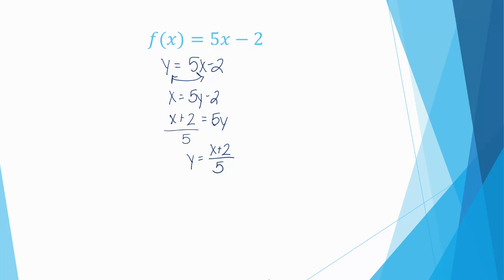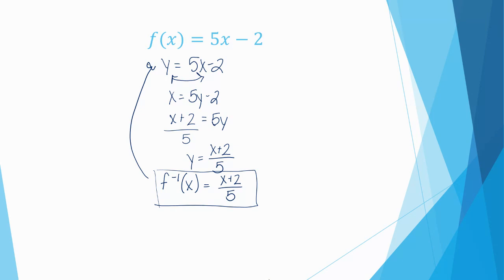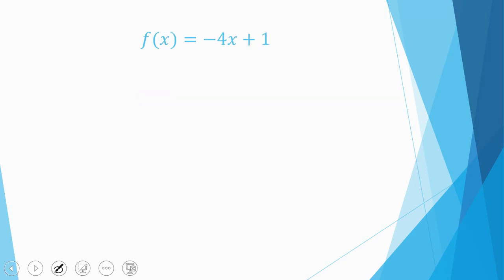Almost done, but not quite, because remember, you have to put in the name of this function. You have to tell what it's called. In this case, it's the inverse, f inverse of x, and that equals x plus 2 over 5. You have to name this correctly and designate that this is the inverse of what we started with. Okay? So make sure you include that name, that f negative 1 of x, that inverse, in your answer.